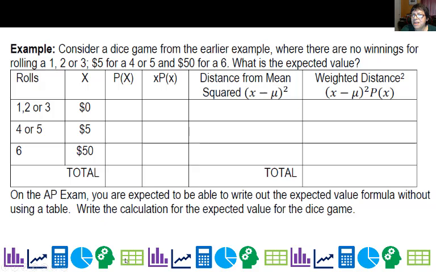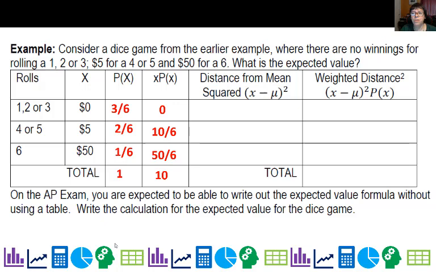All right, so now let's go back to our dice game, and we're going to practice by calculating the expected value for this one. We have these values from before, which add up to one. I'm going to just multiply them across. 0 times 3/6 is 0, 5 times 2/6 is 10/6, 50 times 1/6 is 50/6. So the expected winnings on this is $10.